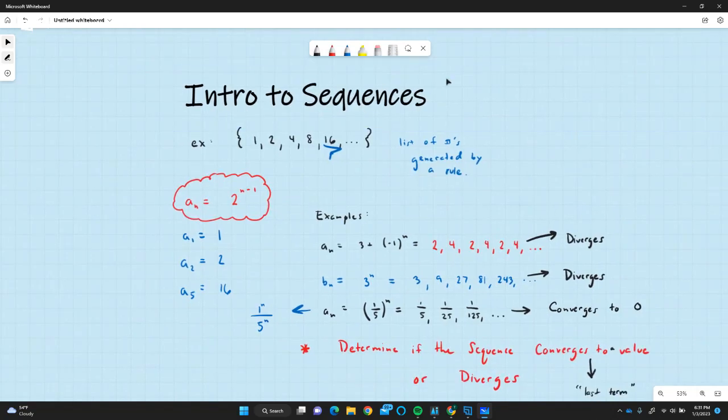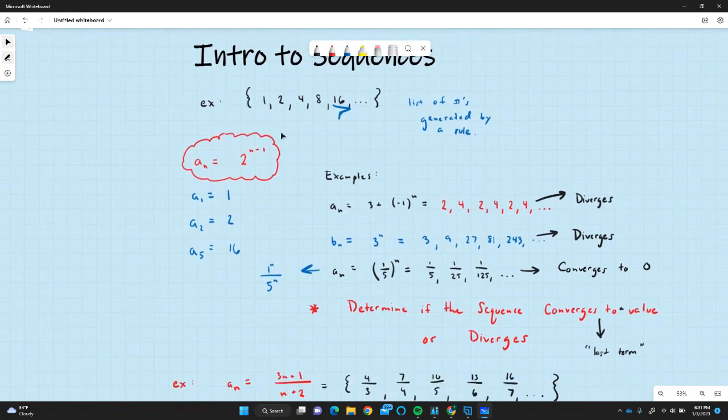So we're talking about sequences. I said in the other video, I won't keep saying that, but a sequence is just a list of numbers generated by a mathematical rule. So you can see 1, 2, 4, 8, 16. That is a sequence of numbers that are generated by doubling the previous number, basically. Here's a formula for generating it, though.